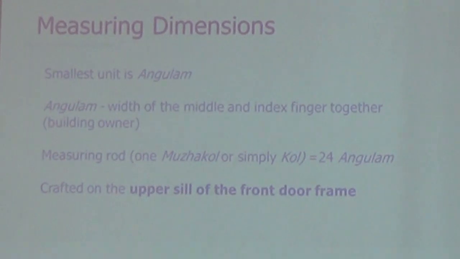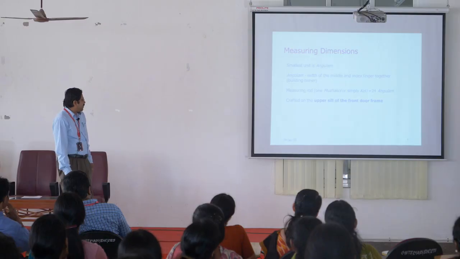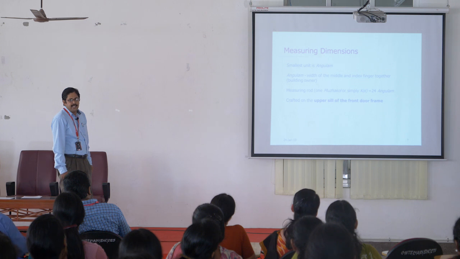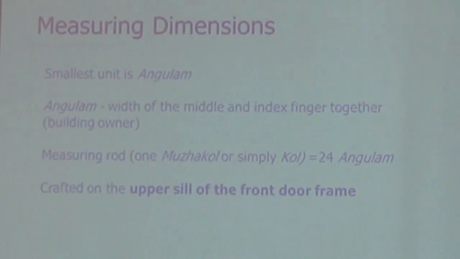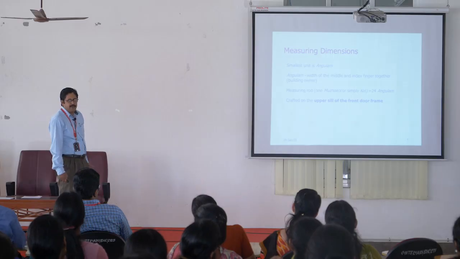And one measuring rod is considered to be equal to 24 times angulam, and in the present situation the measuring rod length is 3 into 24, 72 centimeters. But in ancient times the angulam was measured from the building owner's fingers, and a measuring rod was made out of it, and it was crafted on the upper sill of the front door frame for future purposes or future expansion of that building.